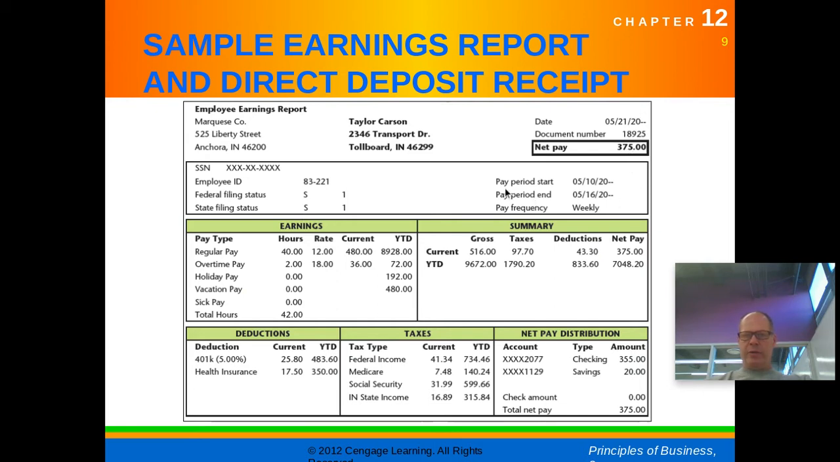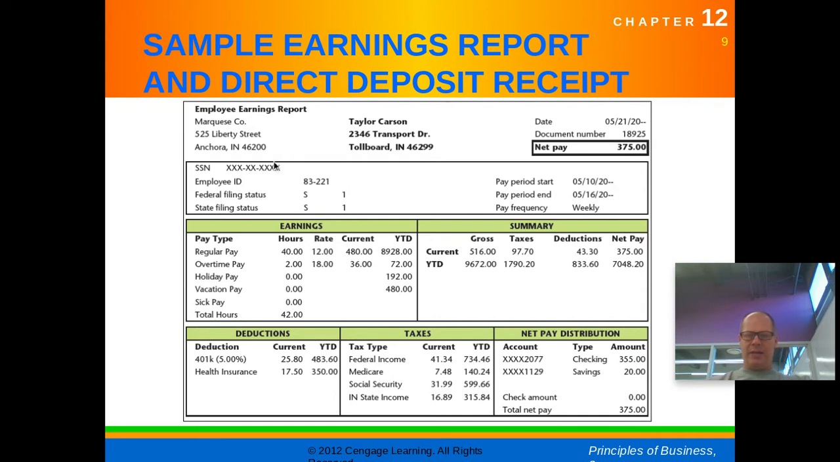The pay period will always be on there with the pay start time or date and end date. This is weekly pay. That's not as common anymore. Most companies will pay biweekly or every 2 weeks. Has your social security number. It's blocked out here. A lot of times when you see social security number, it'll be blocked out.